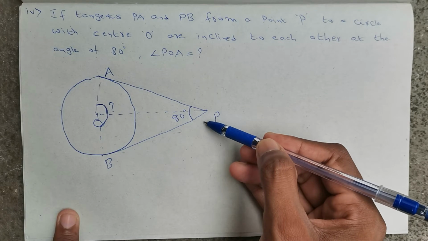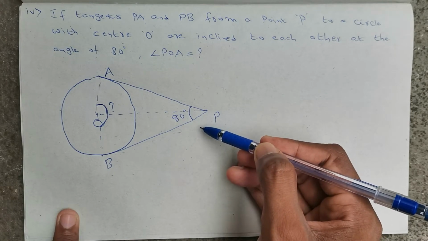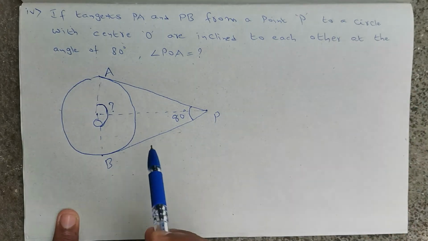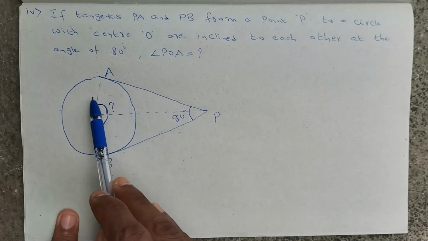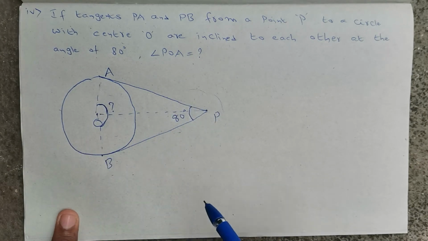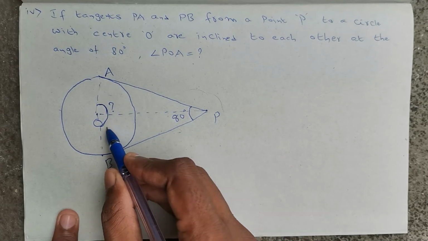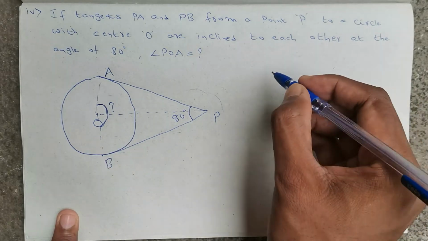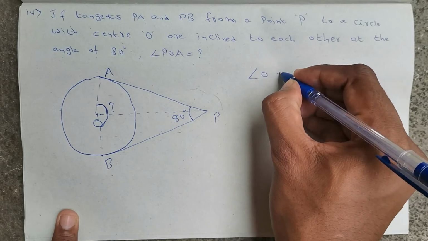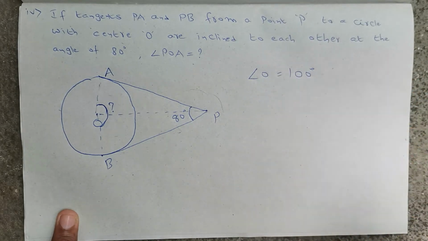Here angle P is 80 degrees, so what about this angle O? Just now we got the logic: this angle plus this angle sum is equal to 180 degrees. So if this is 80, then obviously this will be 100. So total angle O is equal to 100 degrees.